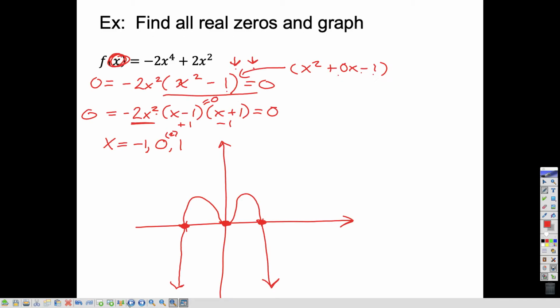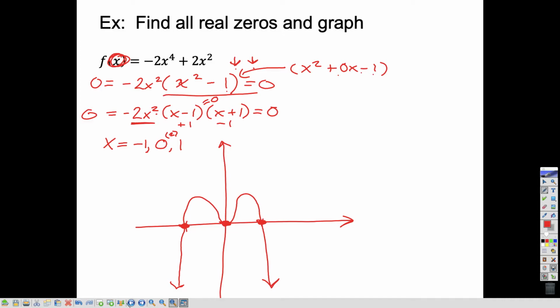Here, I'll review. What is my domain of this function? What x's can I throw in this? Negative 1 to 1. What is my domain? Do I have any restrictions on negative 2x to the 4th plus 2 times x squared? Any restrictions on what I can plug in there? No. So my domain is all real numbers.